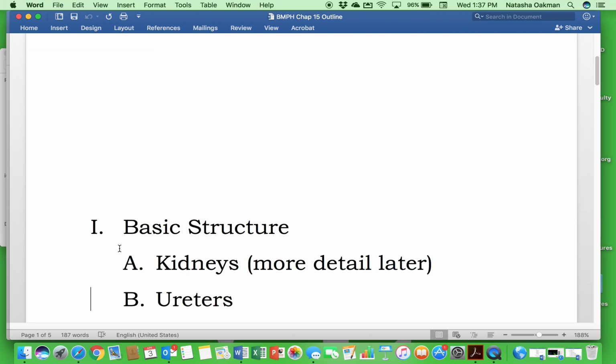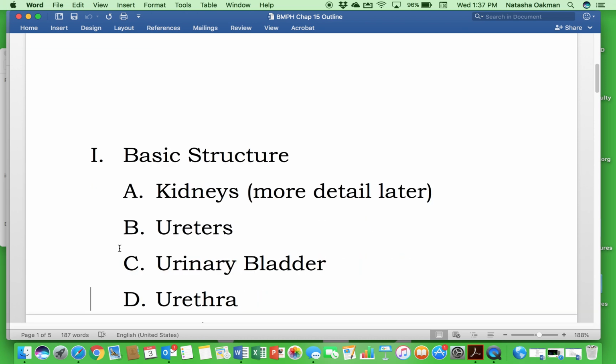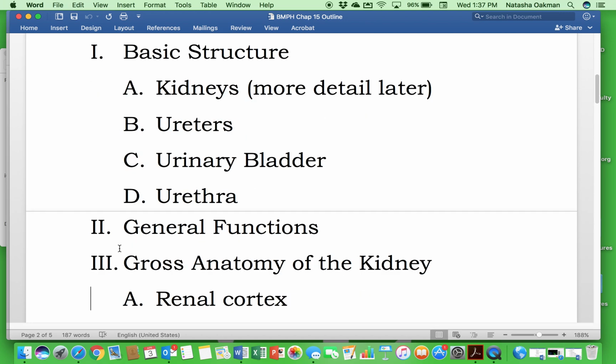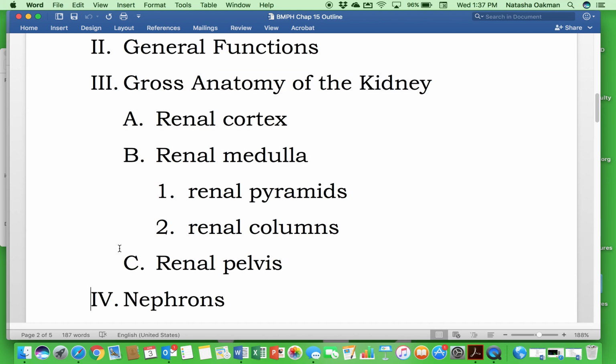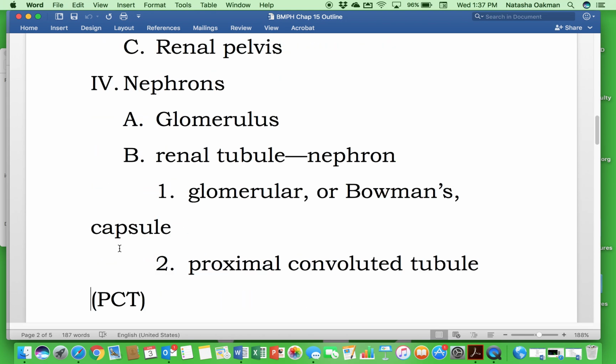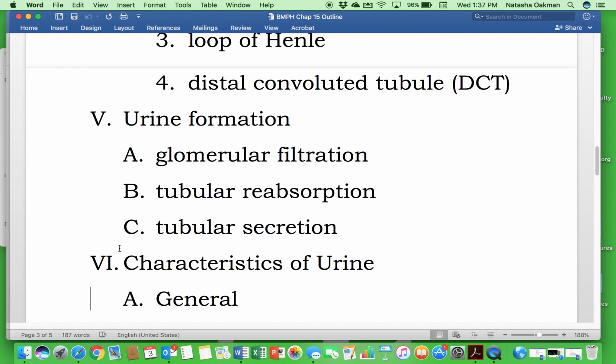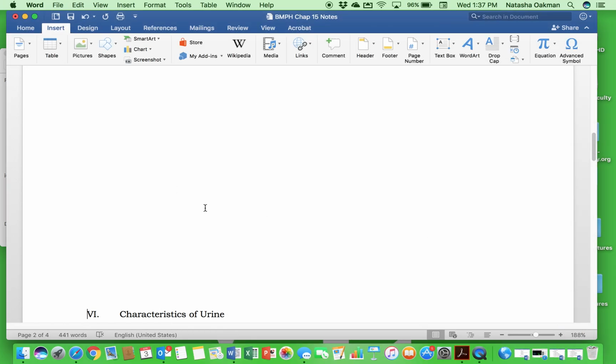If I remember correctly. So we'll talk about the basic structure of the urinary system, the functions, the gross anatomy of the kidney. So take a closer look at the kidney. All this we're going to do on Friday. Nephrons, those are the cells that make up the kidneys, and we'll talk about those and what's going on with them. And we'll talk about urine formation and how that works in light of these structures. But for today, I'm actually going to skip out of this and take us to a new outline.